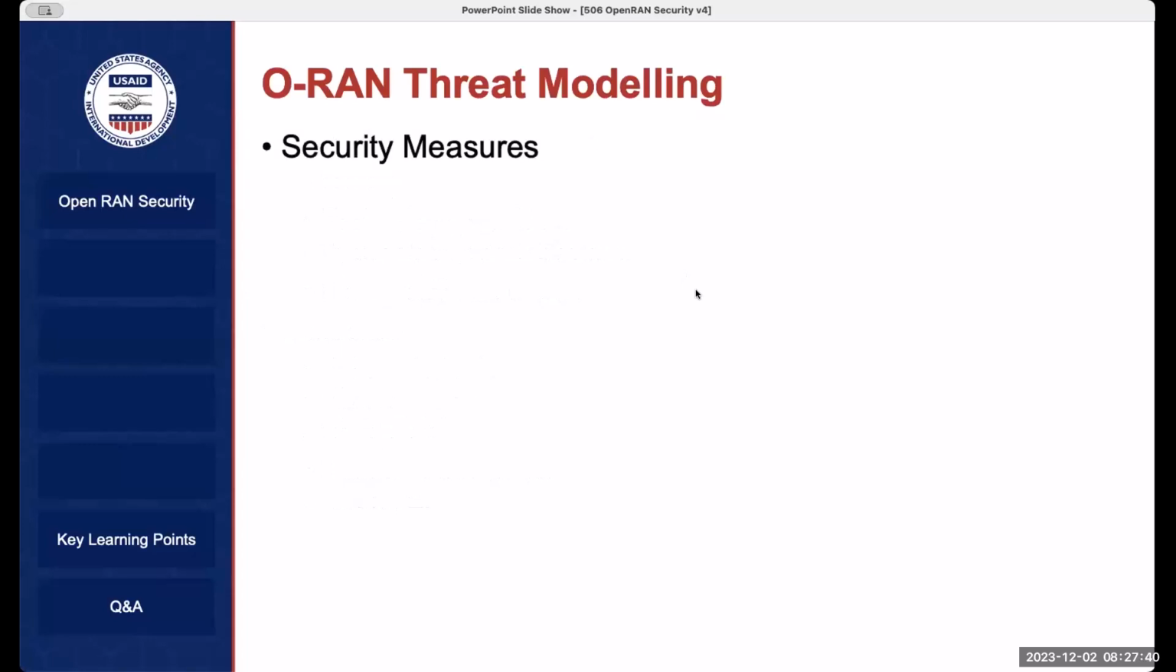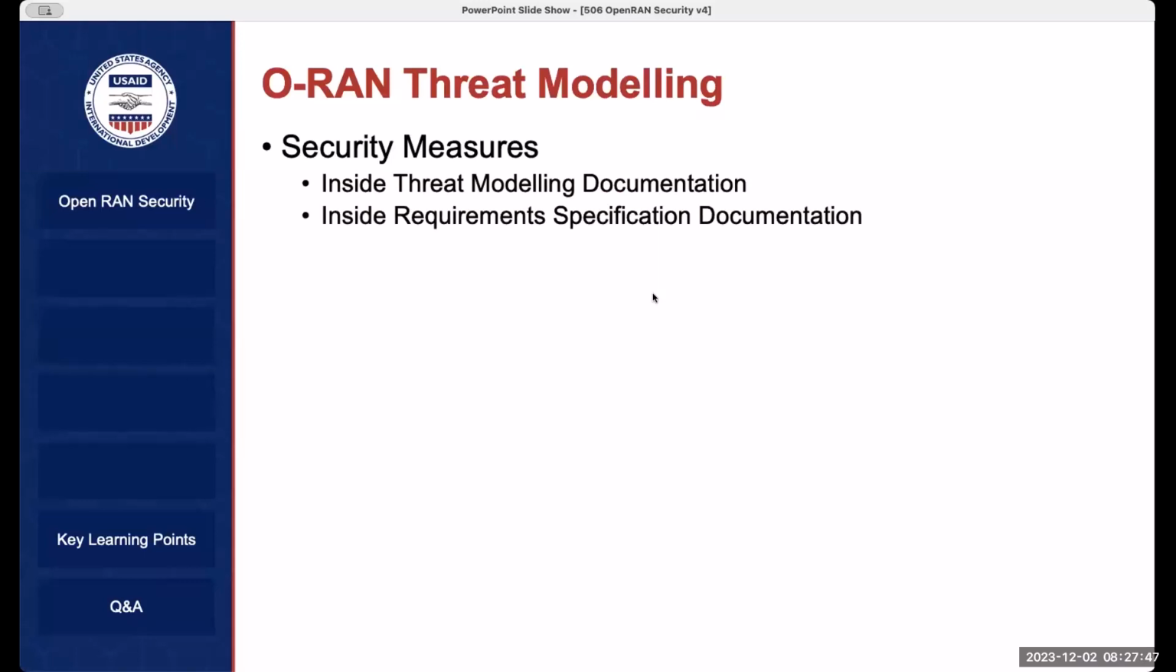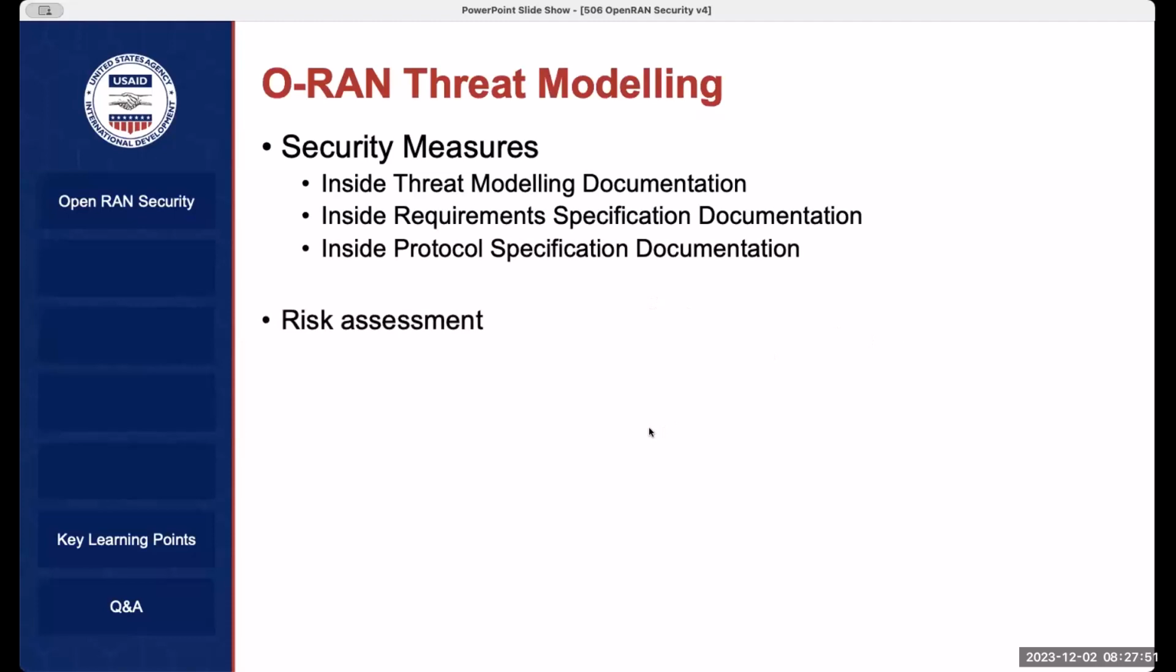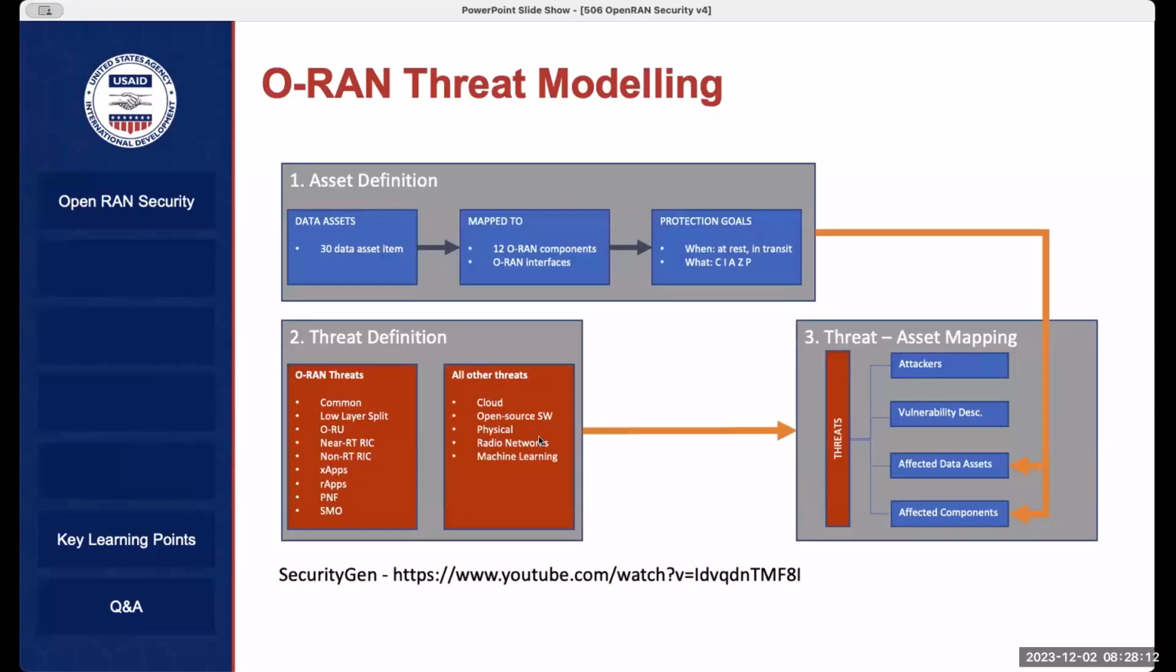And then part of this would be security measures: inside the threat modeling documentation, inside requirement specification documents, protocol specifications. And then we'll do risk assessment and tag the various components and risks that we have identified as either low, medium, or high severity.